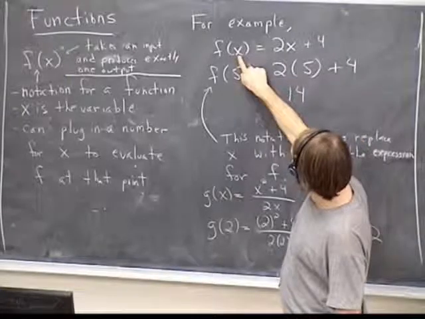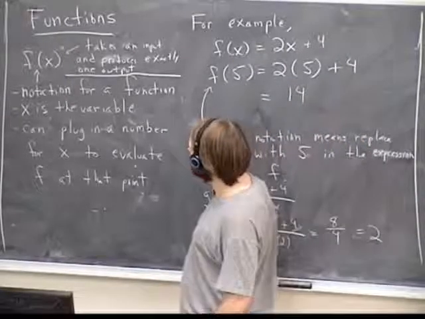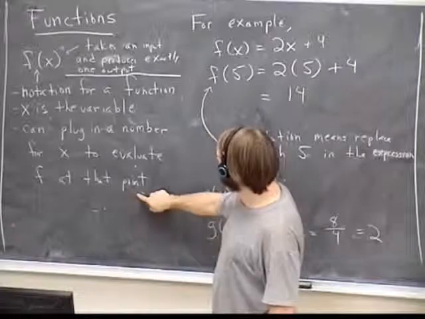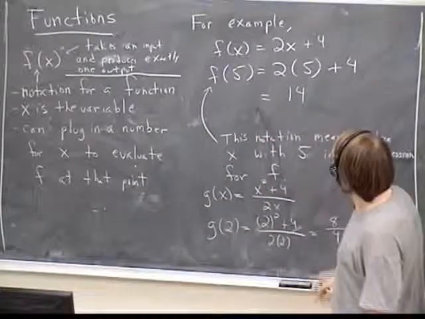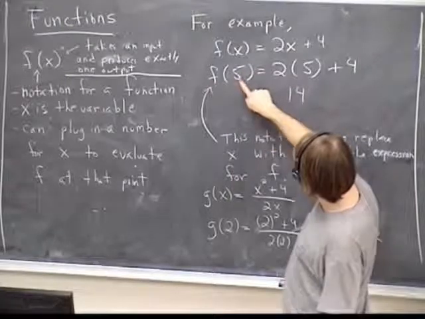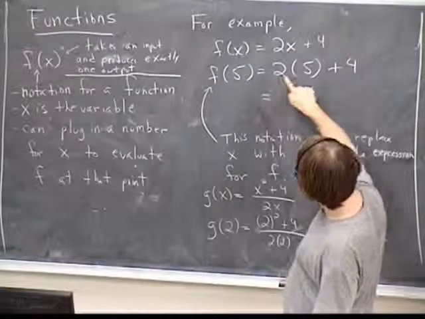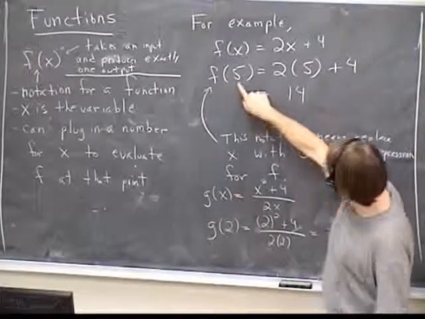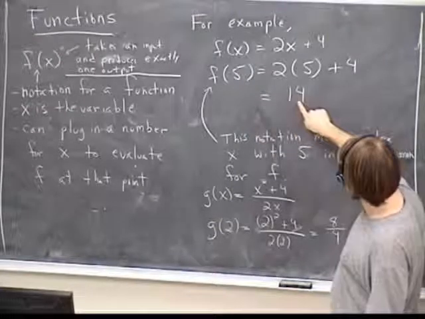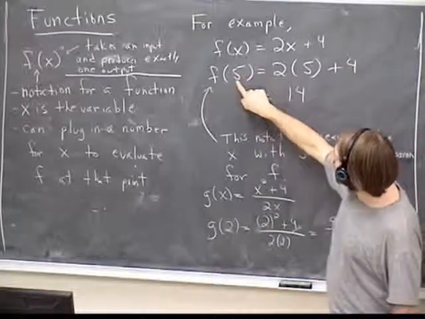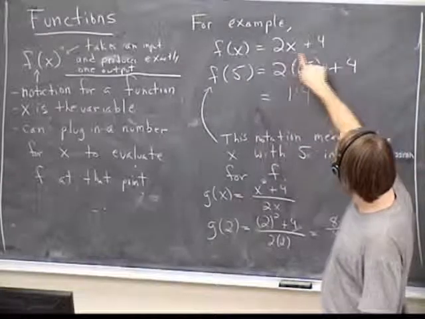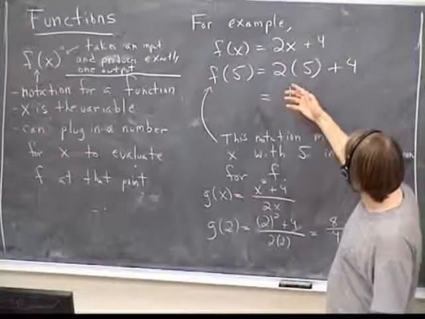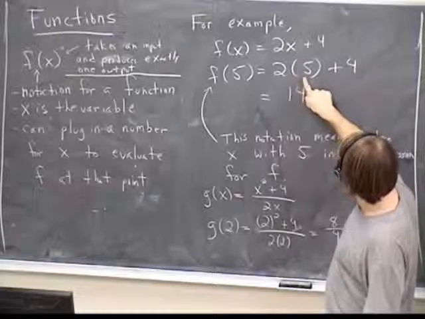depending on the input. Alright, so the main thing that a function can do is you can plug in a number for x to evaluate the function at that point. Okay, so here we have f at 5 is equal to 2 times 5 plus 4 equals 14. So here 5 was our input, 14 was our output, and the way we got from 5 to 14 was by using this rule, that when we plug in a number for f, what f does to it is it multiplies it by 2 and then adds 4.